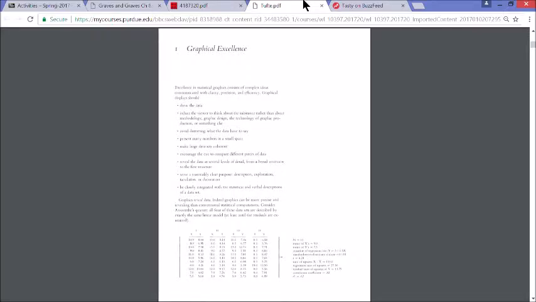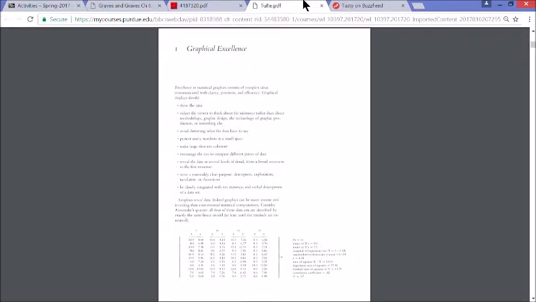As Tufte writes at the end of this chapter, graphical excellence is that which gives to the viewer the greatest number of ideas in the shortest time with the least ink in the smallest space. Graphical excellence means not just efficiency, but communicating the information to the reader in a way that is easy for them to then use it for their purposes. It's not just efficiency for you as a writer, it's effectiveness for the reader.